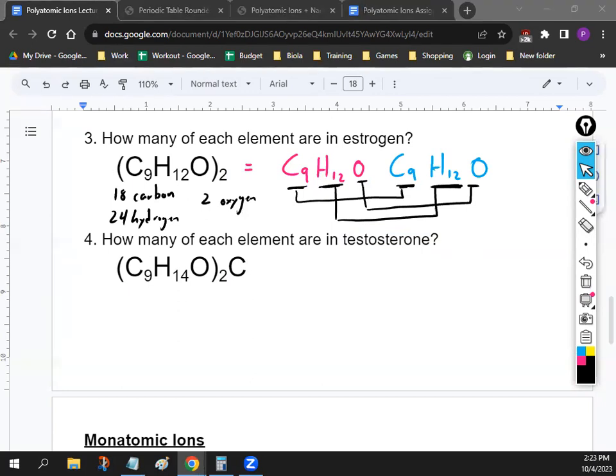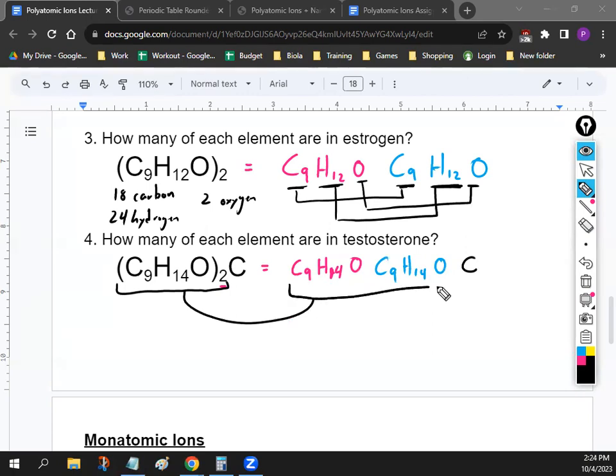Okay, so like I just said, you want to multiply everything inside the parentheses by the number on the outside. So if we rewrite this formula, we'll have C9, H14, and O, but since there's a 2 on the outside, we just write that 2 times. So C9, H14, and O, okay? And don't forget this C all the way at the very end. So these parentheses right here, we can just rewrite as this section, just everything on the inside 2 times, okay? All right, so from there, all we got to do is just count them up, and then we'll be all done.